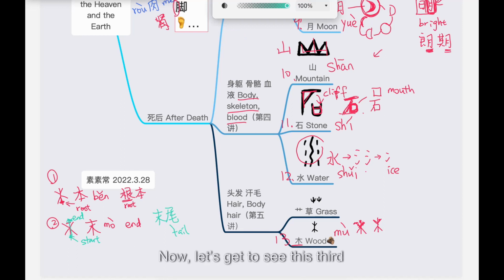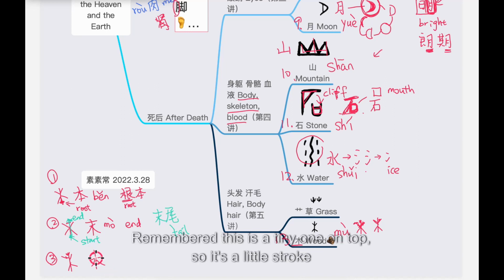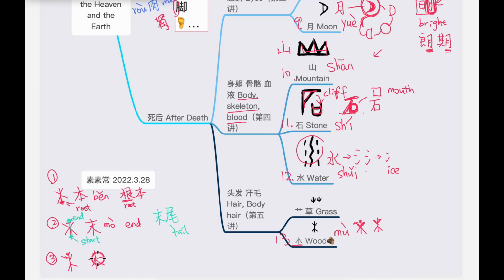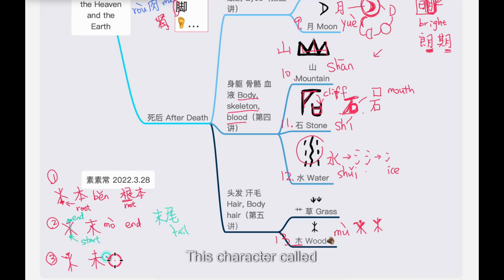Okay, now let's get to see the third character, the tree, and a tiny branch on top of this tree. And we write it like this. Remember, there's a tiny one on top, so it's a little stroke, shorter than this mu. The horizontal stroke from this mu is longer than this tiny one. This character called wei.